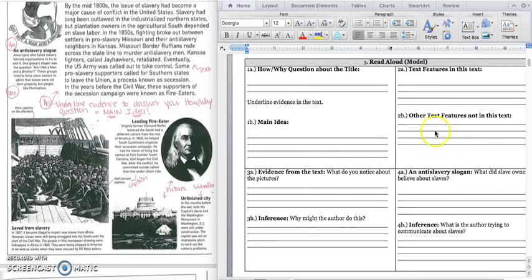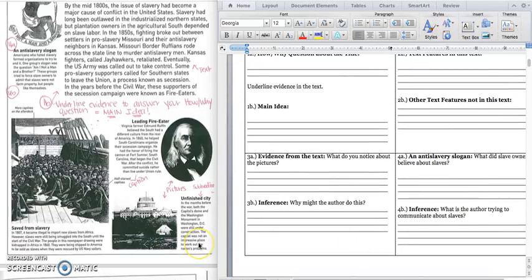Other text features not in this text include talk bubbles, thought bubbles, text boxes, diagrams, or maps. You can press pause to write down 2 or 3 of those. If you didn't catch all of those, you can press the back button to rewind and re-listen. Press pause to silently write down your answer.